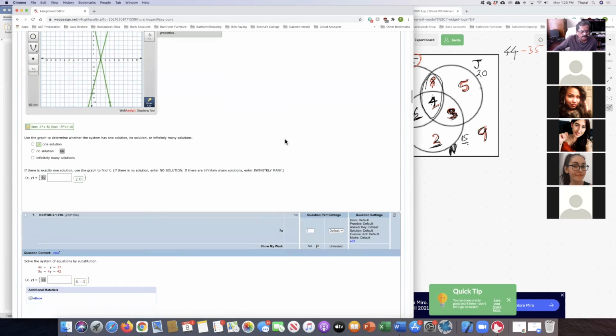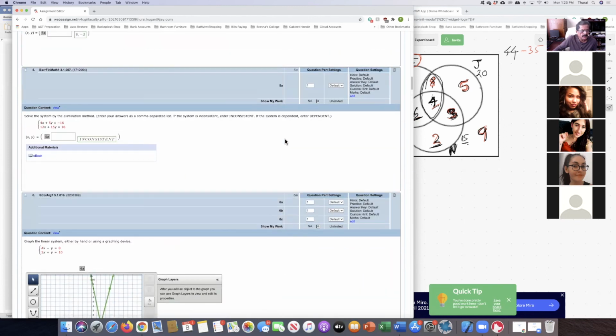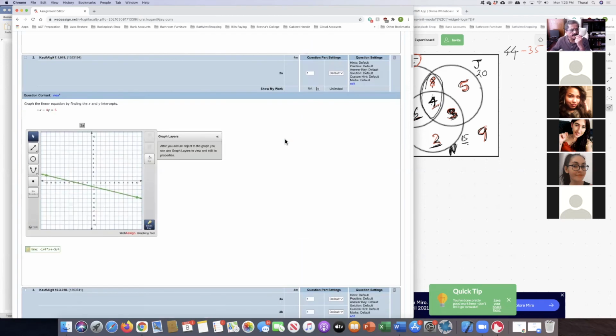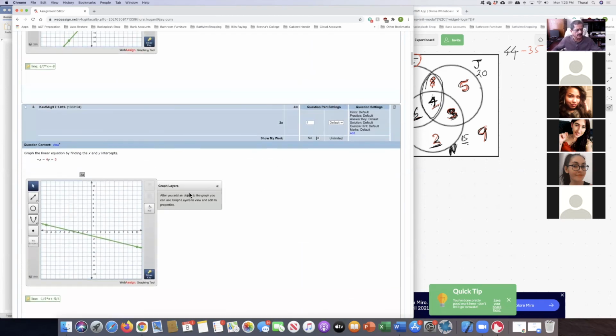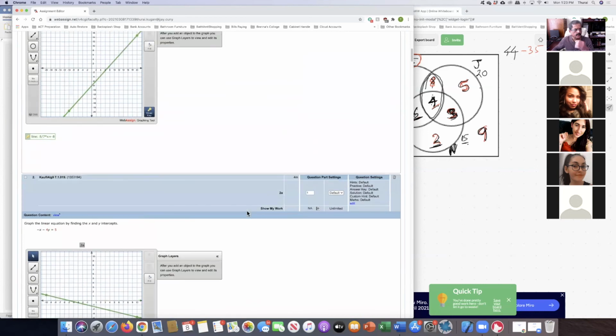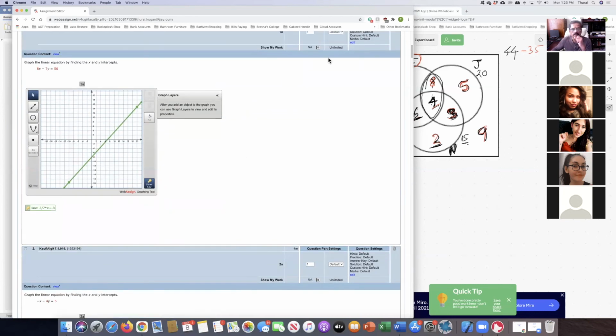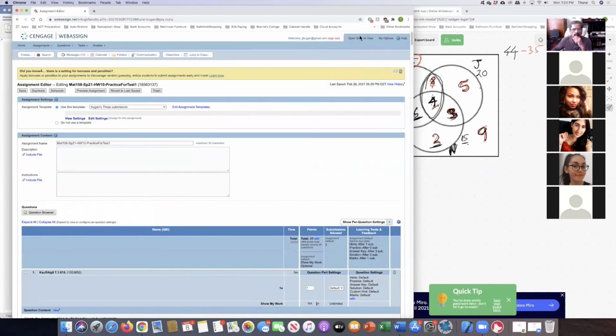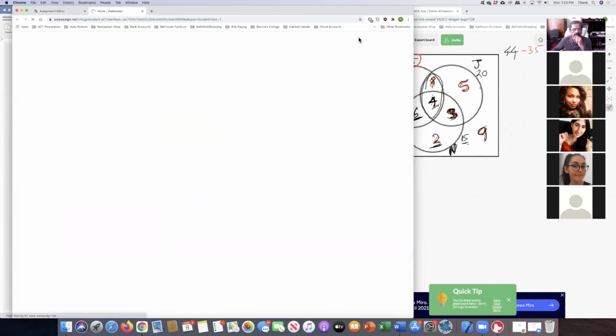I have a question. Would you possibly be able to show us how to use the graphing tool on WebAssign? Because I keep having an issue trying to graph my solutions. Okay. Yeah, I can. Right now, let me go to student view.